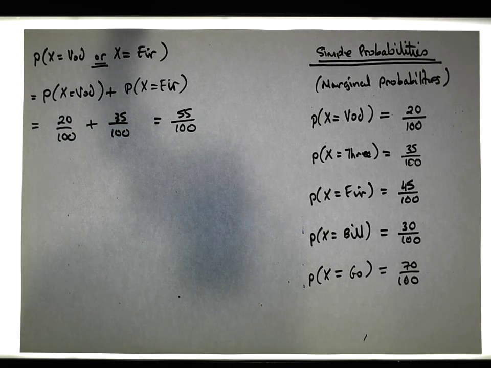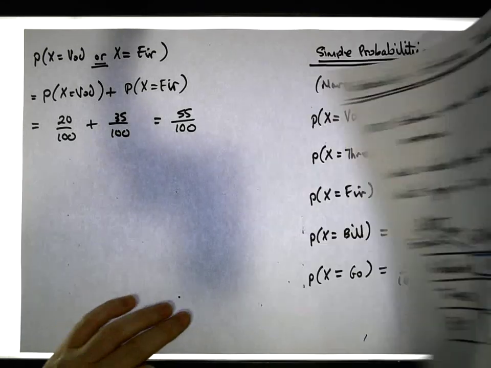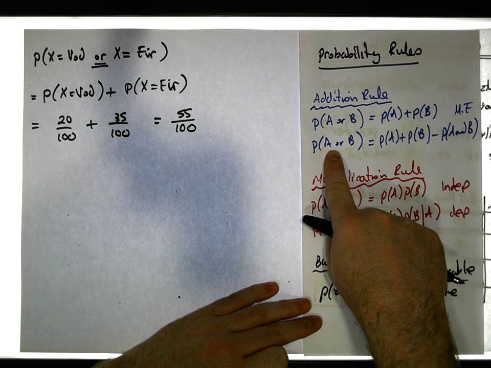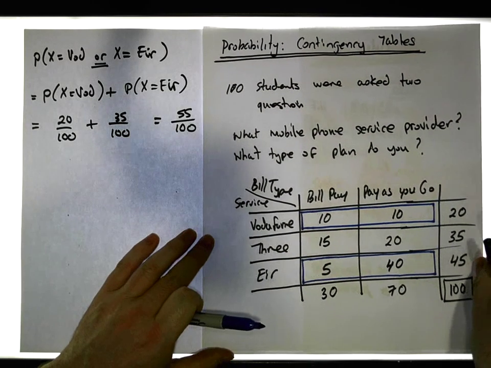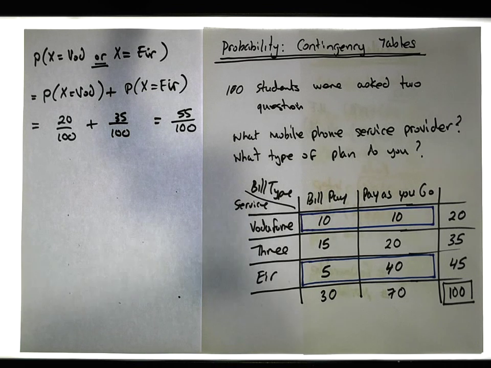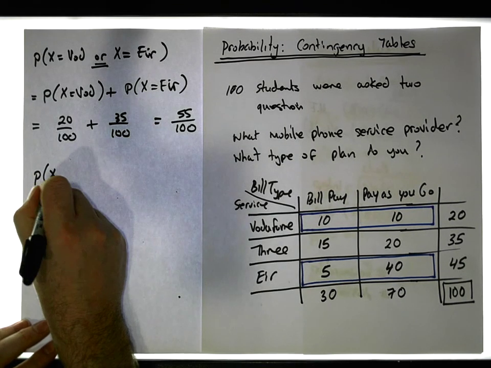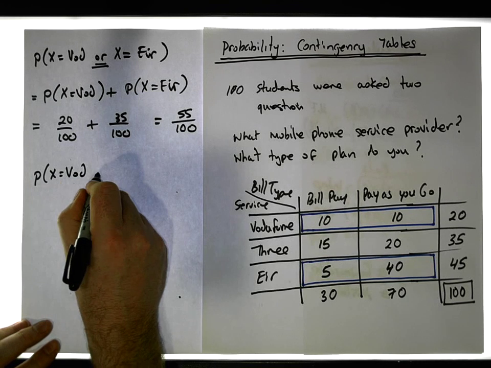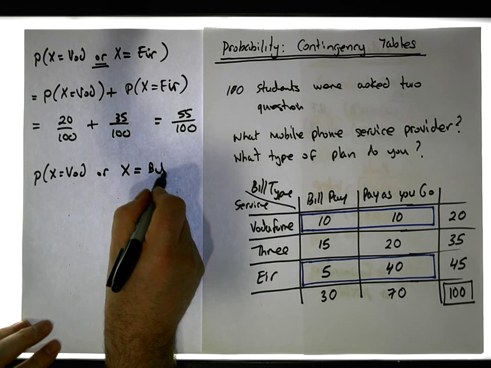when they're mutually exclusive. Let's maybe change this now so that we use the other rule, the other rule where they're non-mutually exclusive, and let's see what happens. So let's see this. What I want to calculate now is what's the probability that the person selected is a Vodafone customer or the person selected is a bill pay customer.